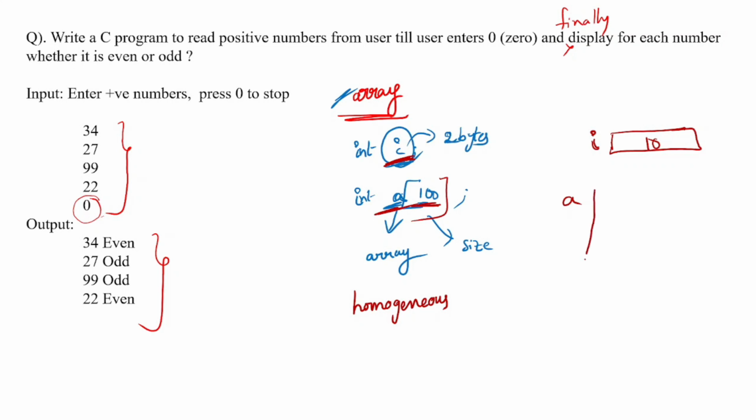This is a container for homogeneous type of data elements. Up to how many blocks? 100 blocks, because the size is 100. Array index always starts from 0: 1, 2, 3, 4 and so on, up to size minus 1. What is the size? 100. 100 minus 1 means 99. So 0 to 99. The name of this container is A.